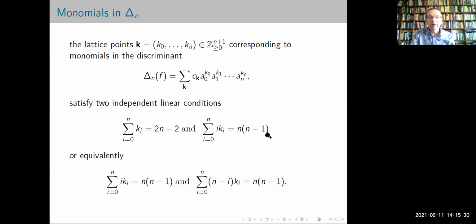So these two expressions are not symmetric if we change i by n minus i, but actually we can replace the first homogeneity condition by another one in this form. And then these two homogeneity conditions are actually equivalent to the previous ones. So then we get two homogeneity conditions.